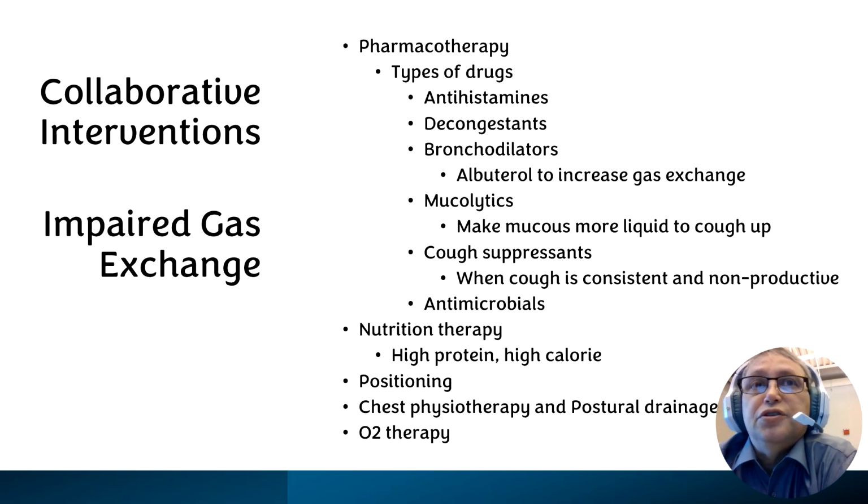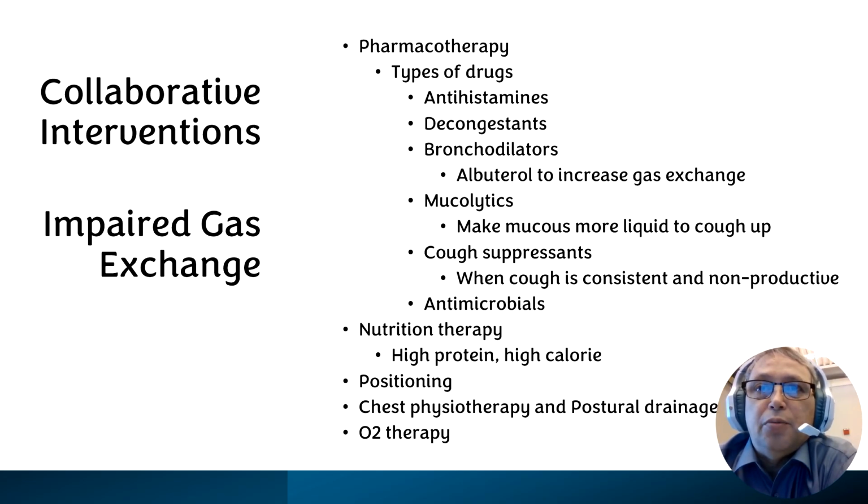For collaborative interventions for impaired gas exchange, we're always looking at pharmacotherapy. Various types of drugs that we will use will be antihistamines, both prescriptive and over-the-counter, decongestants, and bronchodilators. Albuterol being one of the primary ones to increase gas exchange by opening up the airways. Mucolytics, making mucus less viscous so it's easier to cough up, so you don't have a mucus plug blocking up airways. Cough suppressants if your cough is consistent and non-productive, keyword non-productive, along with antimicrobials.